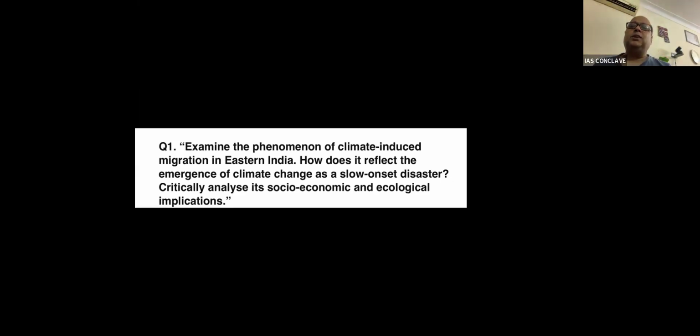Exactly. So the question is not on climate-induced migration alone, but it is deeper than that. We need to examine the climate-induced migration pattern. This pattern is actually the phenomena. So the question says, examine the phenomena of climate-induced migration. Now, if the phenomena is about climate-induced migration, it means we need to see the trend analysis of migration in Eastern India. And then we need to see the deviation, like how migration was different before climate change and after climate change. And if differences are coming, then what are the reasons behind this, and how far it reflects the emergence of climate change as a slow onset disaster.